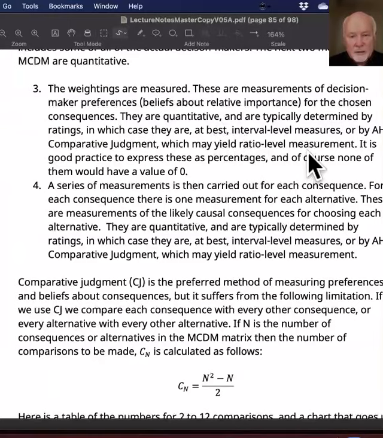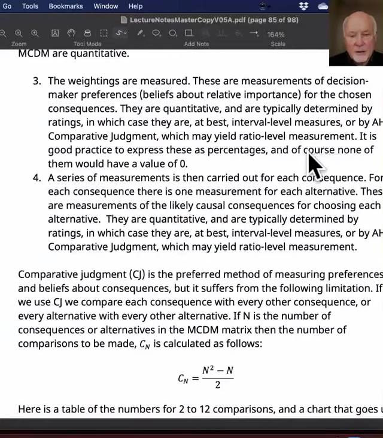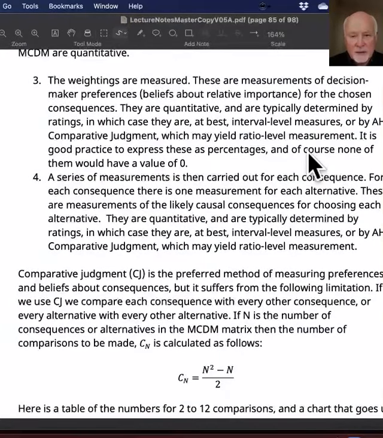Now you can use this AHP comparative judgment technique, which we used in the tutorial exercise last week, and it is claimed and not generally challenged that it produces ratio level measurement, but it has to be done properly to achieve that, and I'll talk a little bit later about what it means to do it properly.